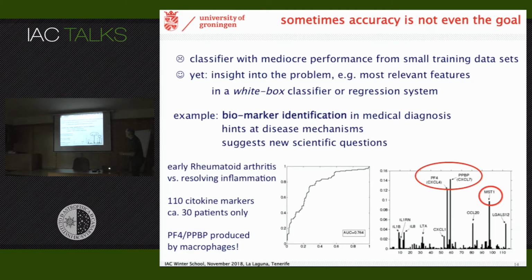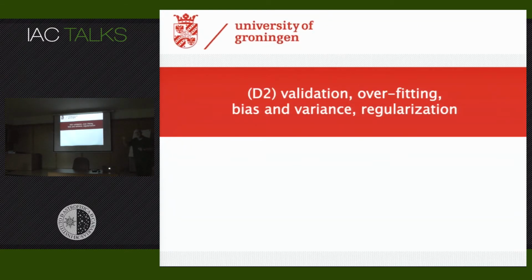I only wanted to say that sometimes accuracy is not even at all the goal of the exercise. All you want to get is some insight. And you might have some very small data set that still provides you with some insight without giving you brilliant performance of your classifier. And also that can be very useful. So don't hunt for good accuracies only, right?